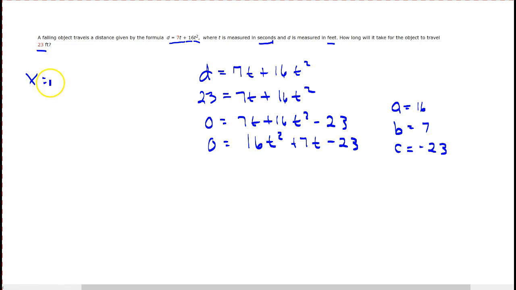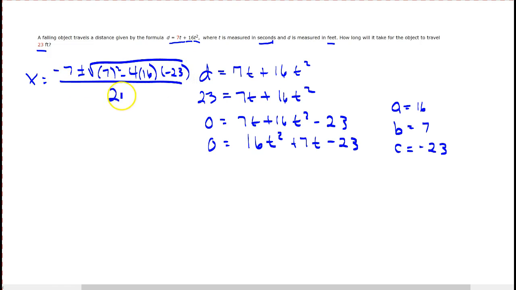So x equals, remember what our quadratic formula is, negative b, so negative 7, plus or minus the square root of b squared minus 4ac, and that's all over 2a. So as you can see, there's our function. Now we need to simplify.